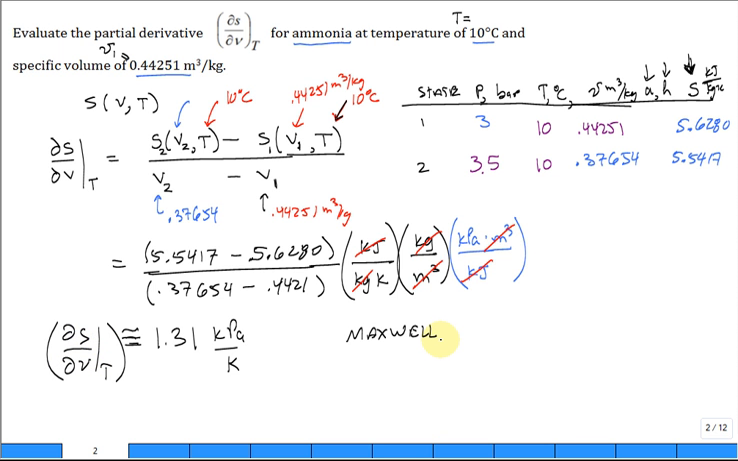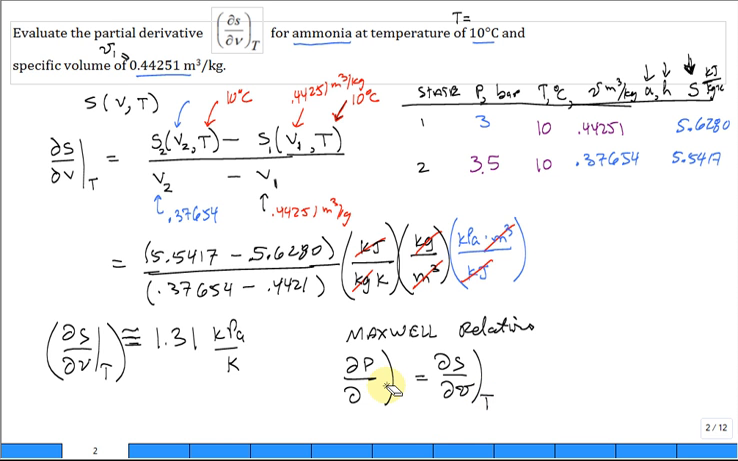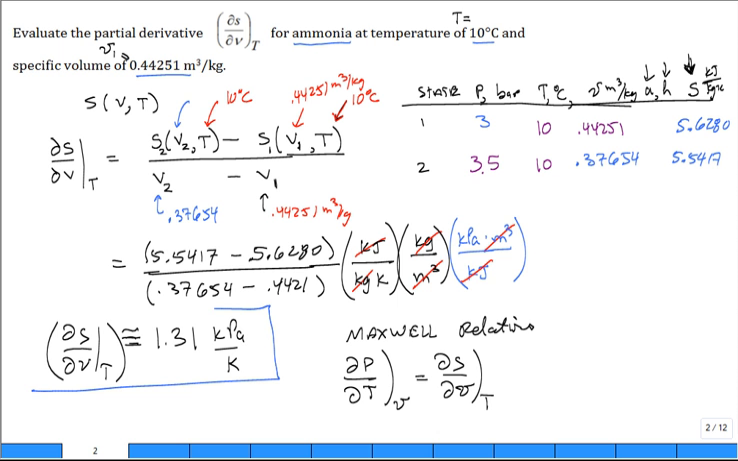One of Maxwell's relations: the rate of change of pressure with respect to temperature holding specific volume constant is equal to the rate of change of entropy with respect to specific volume holding temperature constant. These two are switched. Temperature holding specific volume constant. We approximated that derivative numerically, and then we also can interpret, if I needed to calculate dP/dT holding V constant at that same point, there's the numeric value for it.